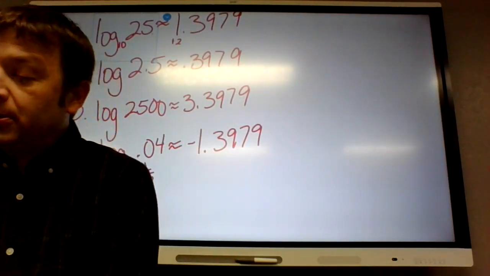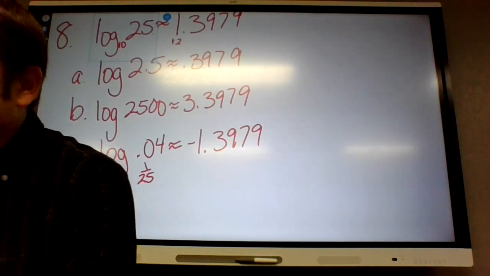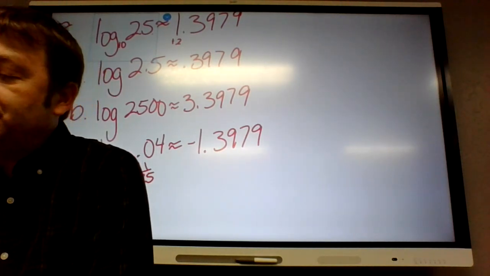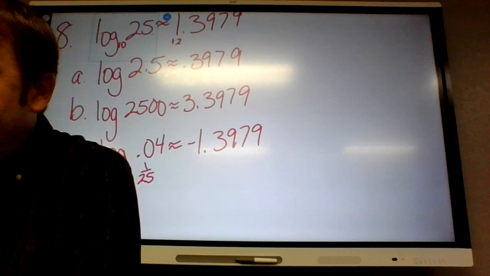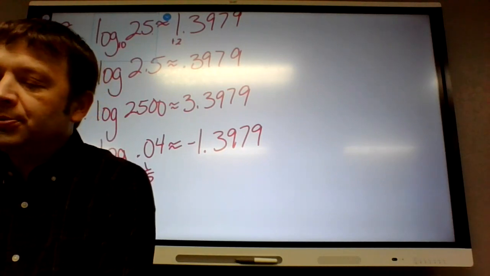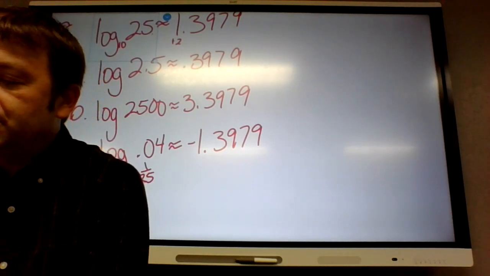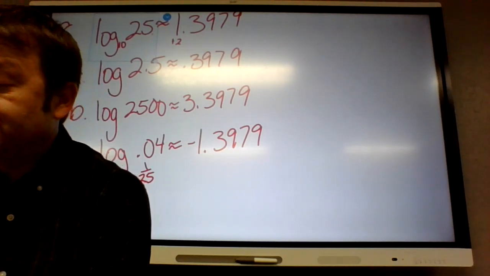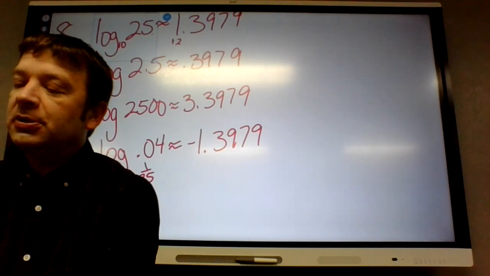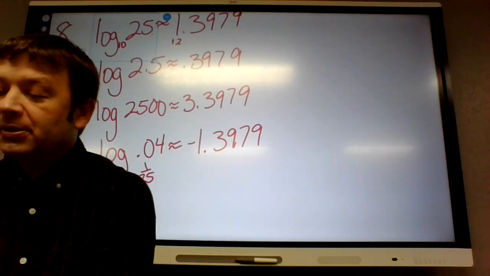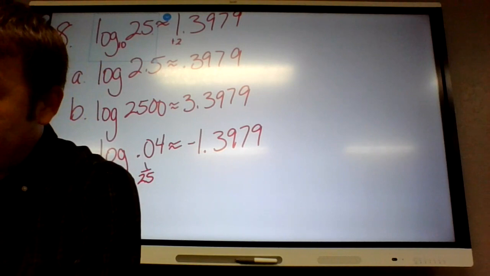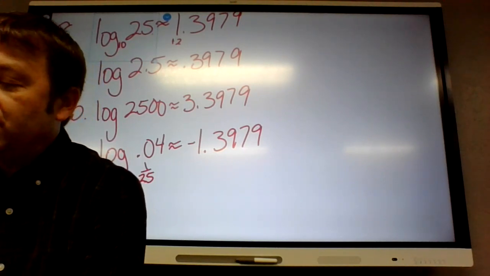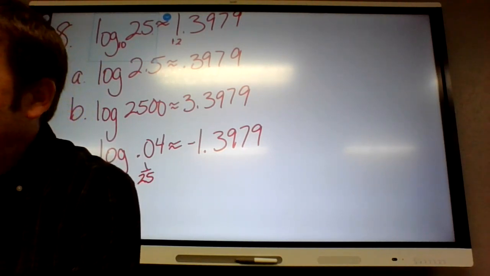So, on A it says log base 2 of 8. What is that as an exponential equation? We probably should have started with that. I don't know why they didn't do number 1 like that. What's it as an exponential equation? 2 to the 8? No, 8 to the 2? No, 2 to the 10? No. Yes. 2 to the x equals 8.